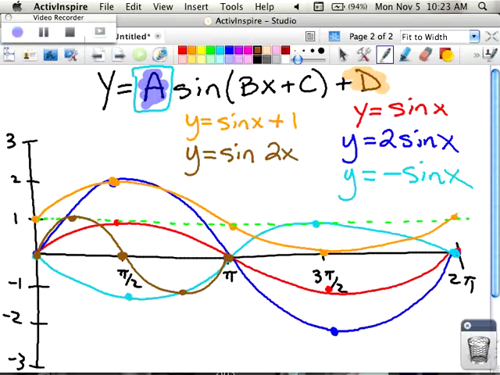That B that you see with the x affects your period or your cycle speed. So the number there is affecting it. Oh, I get it now. The B affects the period. And I'm going to talk more about that in a little bit.